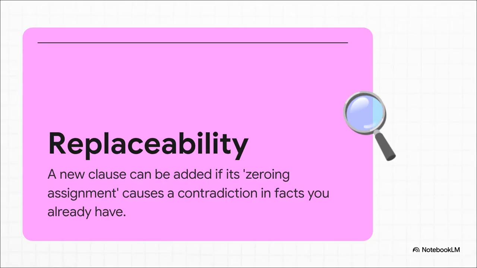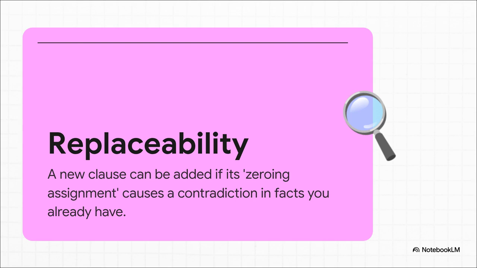And this one single idea, that every clause has a personal kryptonite, that is the key that unlocks everything. This is the golden rule of replaceability. Okay, so what is this rule? It's called replaceability, and it's brilliant.